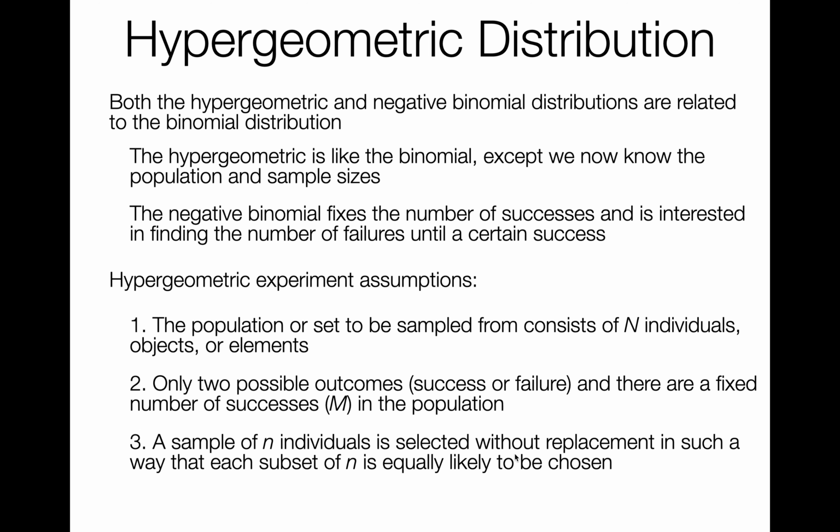And third, we have a sample of little n individuals selected without replacement in such a way that each subset is equally likely to be chosen. So we've got n individuals, objects, or elements selected without replacement, and each subset of size n is equally likely to be chosen. That's not really the important part of what we need to worry about, but it is the third assumption.